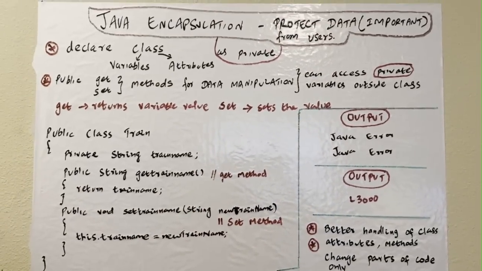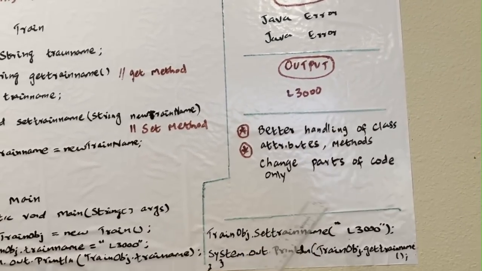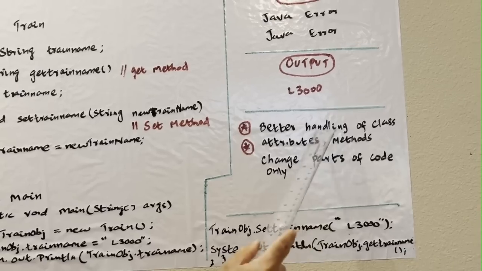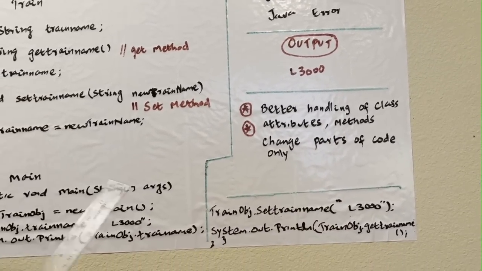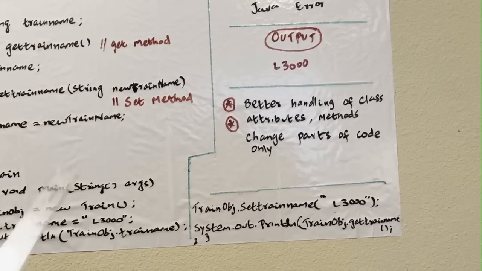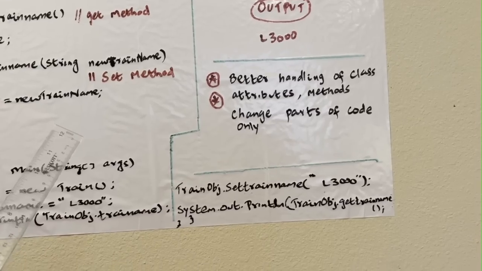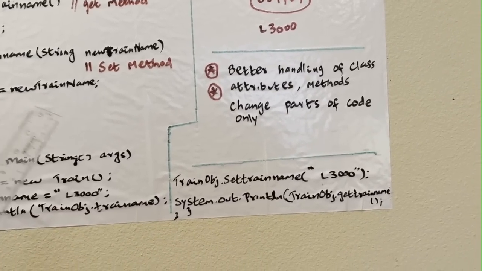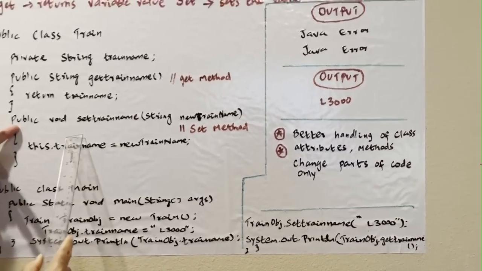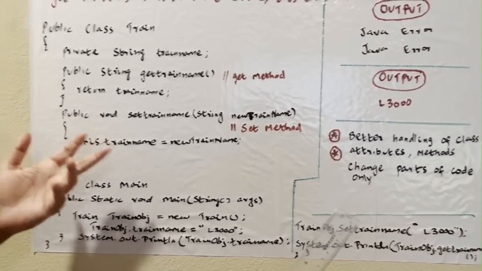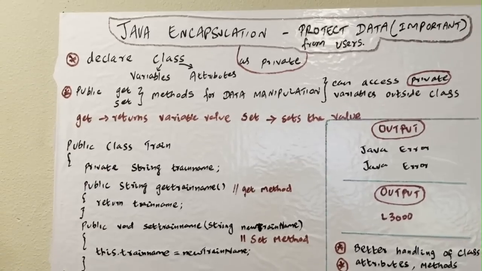Okay, why do we need encapsulation? To protect data. Better handling of the class attributes, methods, and better handling of the class itself, and you can change parts of the program without changing all of the program. Sometimes in coding, if it's a small, medium or large project, you don't want to rewrite the code many times. That's why we have these public methods. Whatever variables you want to override, put it in here, correspondingly linked to the actual variable.